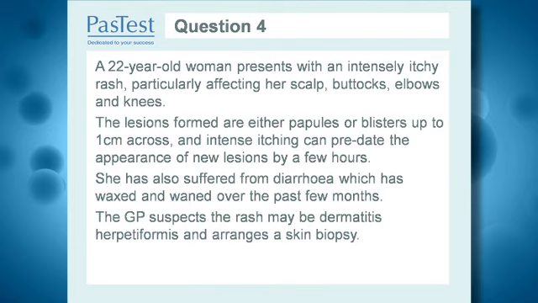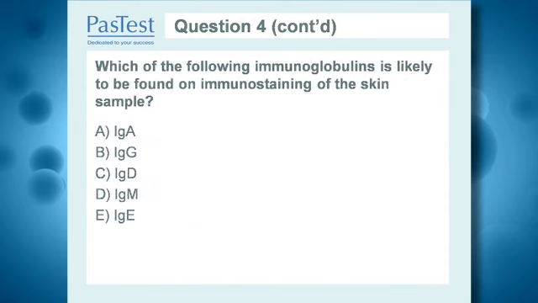The GP suspects the rash may be dermatitis herpetiformis and arranges a skin biopsy. Which of the following immunoglobulins is likely to be found on immunostaining of the skin sample? And you'll have a minute or so to answer this.